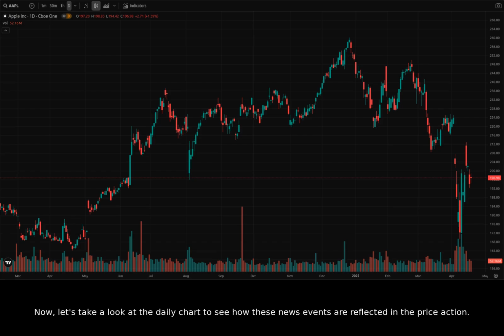Now, let's take a look at the daily chart to see how these news events are reflected in the price action. We can see that Apple has been experiencing some volatility lately. Let's examine the daily chart more closely.